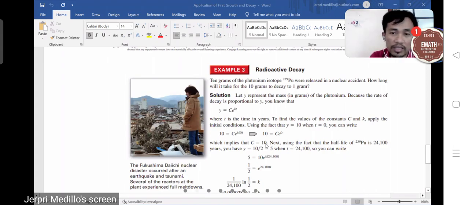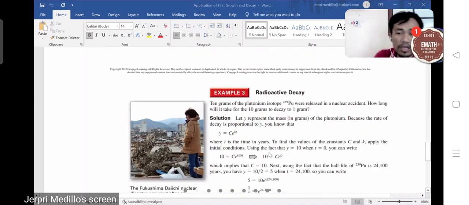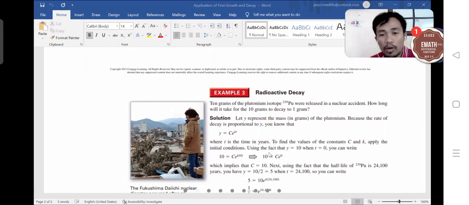Then next is another example, this one on radioactive decay. 10 grams of plutonium isotope 239, Pu, were released in a nuclear accident. How long will it take for 10 grams to decay to 1 gram? So what we are looking for here is the time. Last time we were finding y. Here we are finding the time it takes for 10 grams to become just 1 gram.